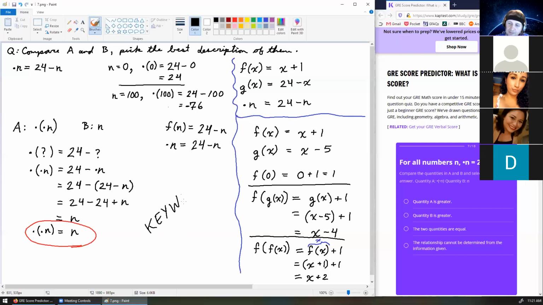And would you consider it just as easy in this scenario to substitute a number for n? Would that make it less confusing? Or I guess, if you could pick any number for n, it would still work out.